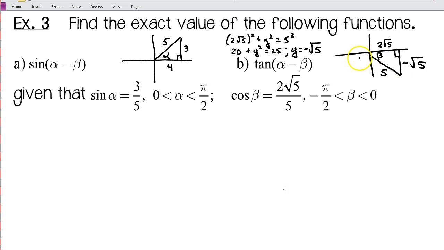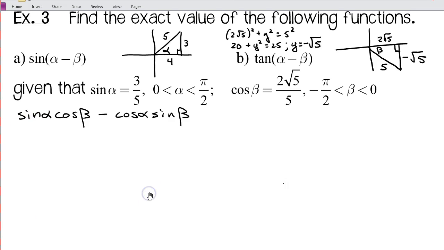So now that we have the two triangles and we have all three sides of each triangle, we can find part A, the sine of alpha minus beta, and part B, the tangent of alpha minus beta. So the sine of alpha minus beta is sine alpha cosine beta minus cosine alpha sine beta. And before I go ahead and plug all this in there, I'm going to write down what everything is. Then it'll be pretty easy just to substitute everything in.